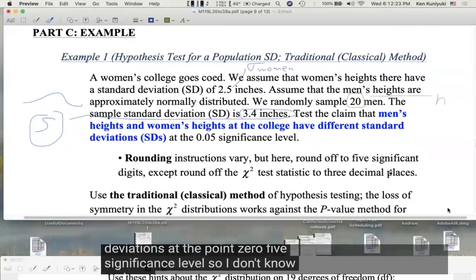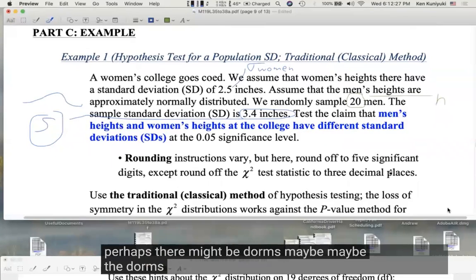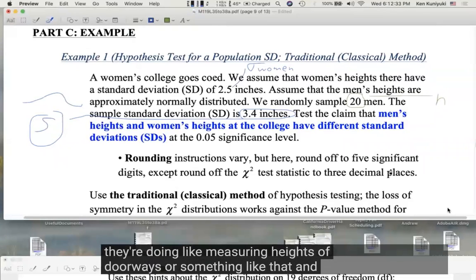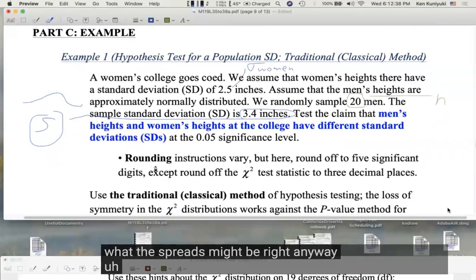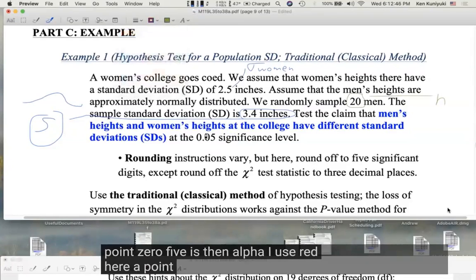So I don't know, perhaps there might be dorms, maybe the dorms are still separated between men's dorms and women's dorms. Maybe they're measuring heights of doorways or something like that and wondering what the variance, what the spreads might be, right? Anyway, okay, as far as rounding, by the way, the 0.05 is then alpha. 0.05 is our alpha, which was standard.